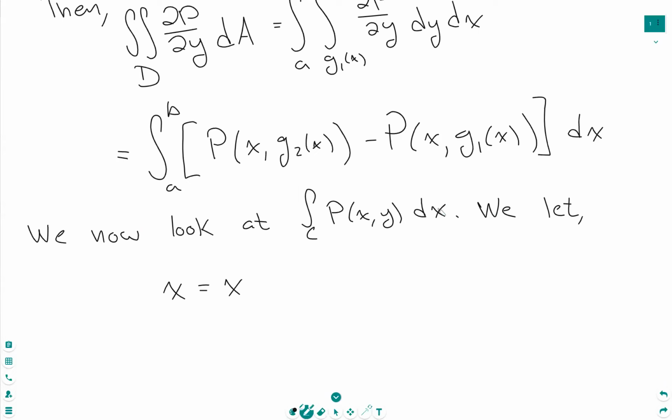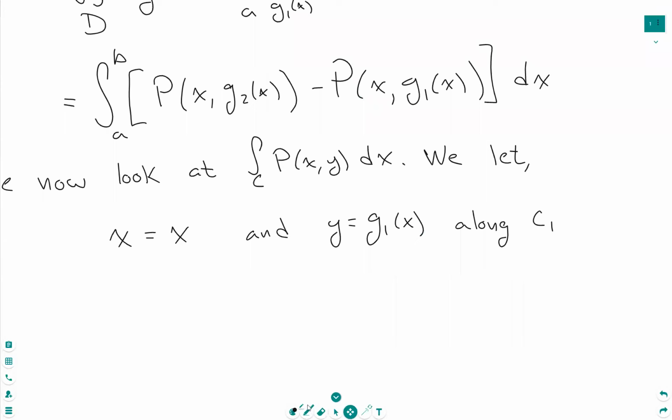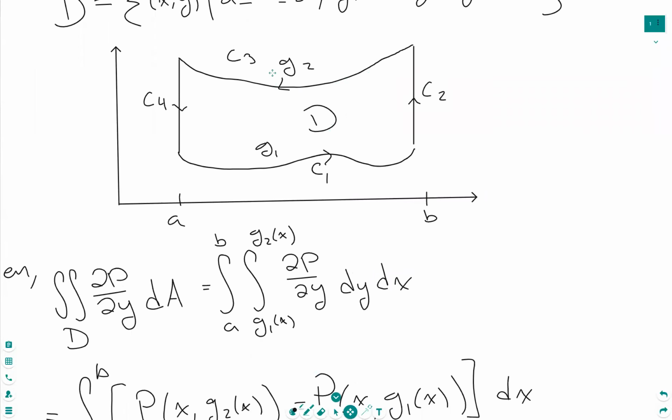So we let x is equal to x. So our parameterization, we're not doing respect to t here or ds. We have just a dx, and y is equal to G1 of x along the C1 segment, right? So remember our C1 segment from up here is just this bottom curve, right? So y is equal to G1 of x along that. x is equal to x and y is equal to G2 of x along C3, right? So we look up here, and on C3, we have a definition for y. It's just this G2 function.